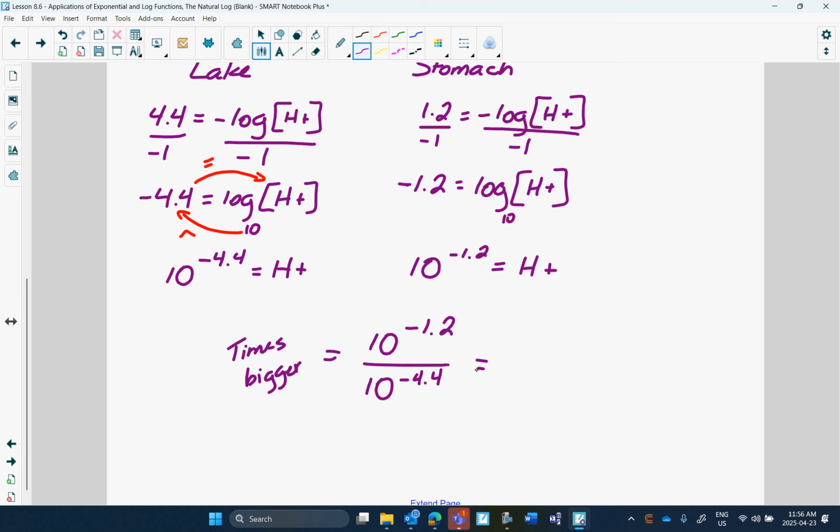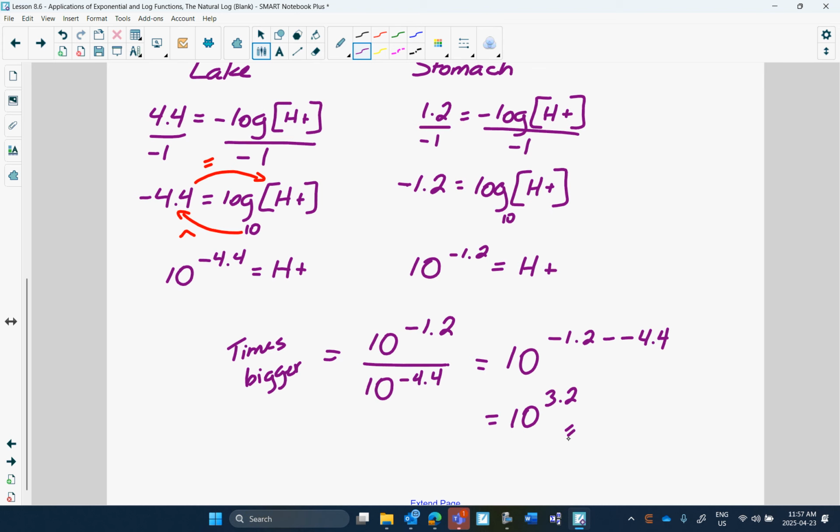Like what's x to the 4th times x to the 5th? X to the 9th. What happened to the base there? It stays the same. So the base stays the same, and what do I do with the exponents? Subtract. So it's -1.2 subtract -4.4, which changes to plus, so it's 10 to the 3.2. That's it. You don't have to go any further. You can leave it in that form.